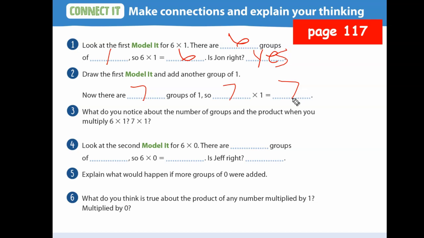Okay. It says look at the second model. There are how many groups? How many groups first? 6. When it was 6 times 0, how many were in each group? 0. So 6 times 0 is 0. But Jeff said that 6 times 0 is 6. Is he right? No. It says explain what would happen if more groups of 0 were added. If more groups of nothing were added, what's still the answer? 0. Okay.